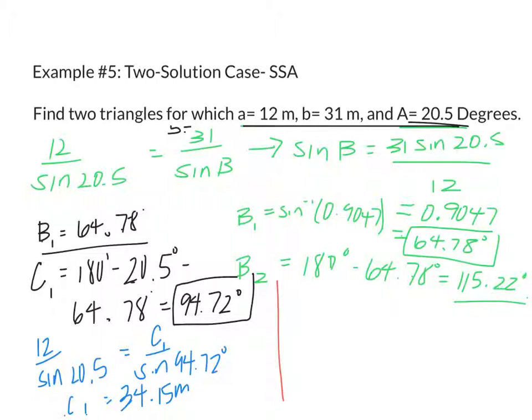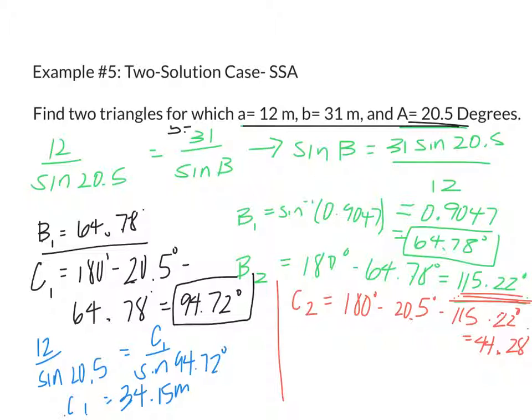Now we have to do the same thing for c2, and I'm almost out of space, so let's try and fit that in here. Now remember, B2 is 115.22 degrees. So I need to find C2. C2 would be 180 minus the 20.5 degrees from A minus the 115.22 degrees. That will give you 44.28 degrees. So if you have that, now I can set up my other triangle.